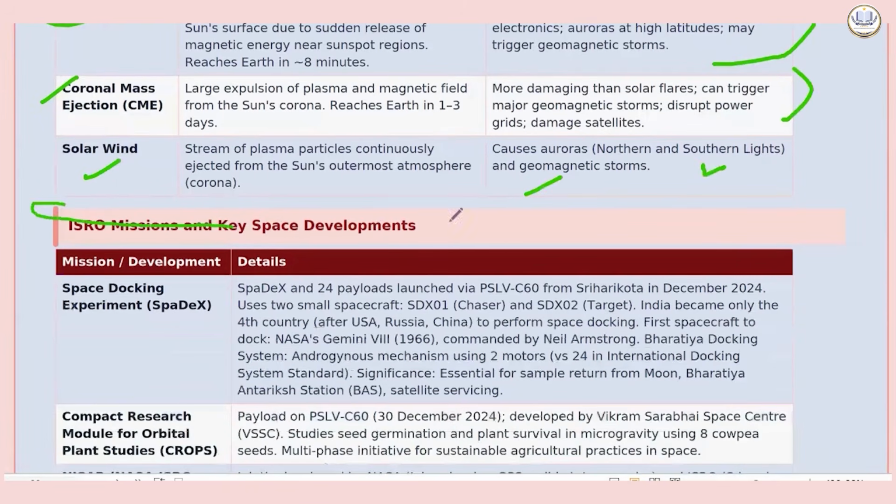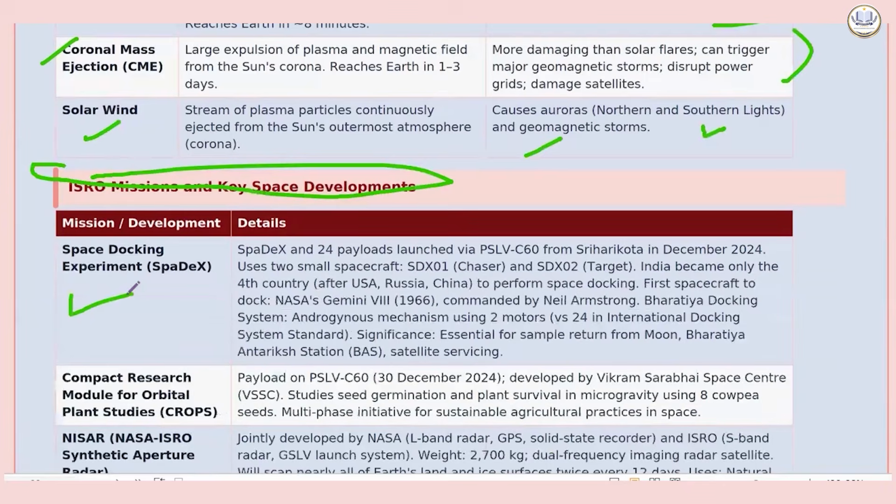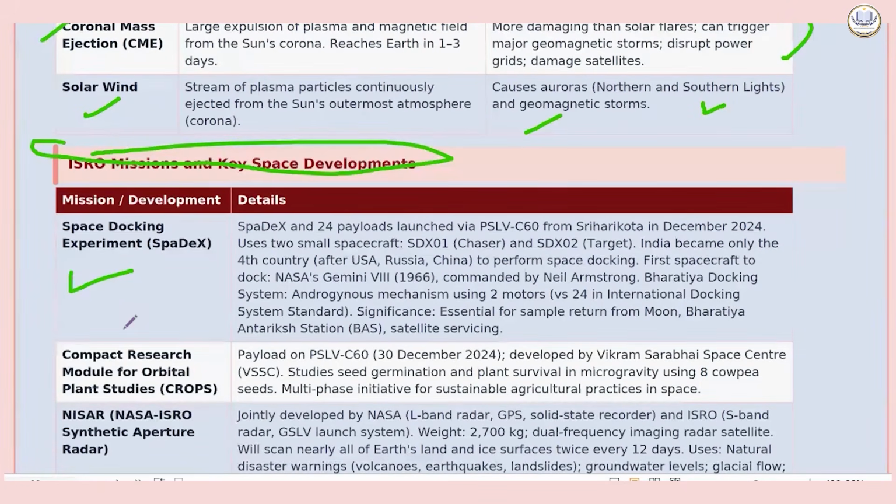Then we have ISRO important missions that we need to read for this year. Space docking experiment has been done by the ISRO, SpaDeX, 24 payloads in December 2024. It uses two small spacecraft. One is SDX-01 Chaser and SDX-02 Target. India became only the fourth country after USA, Russia, China to perform space docking.